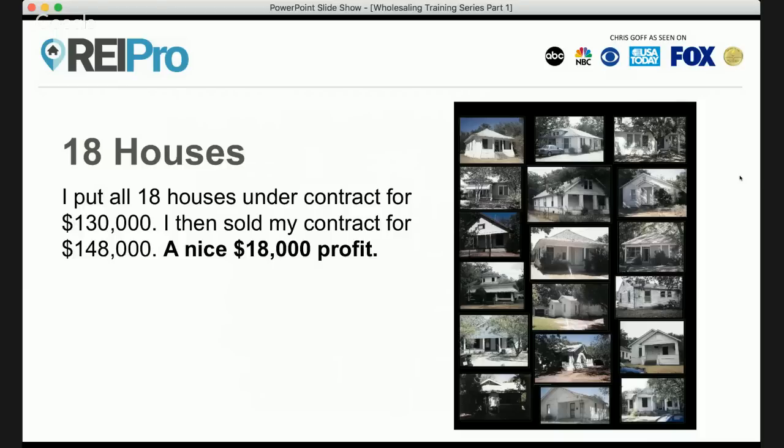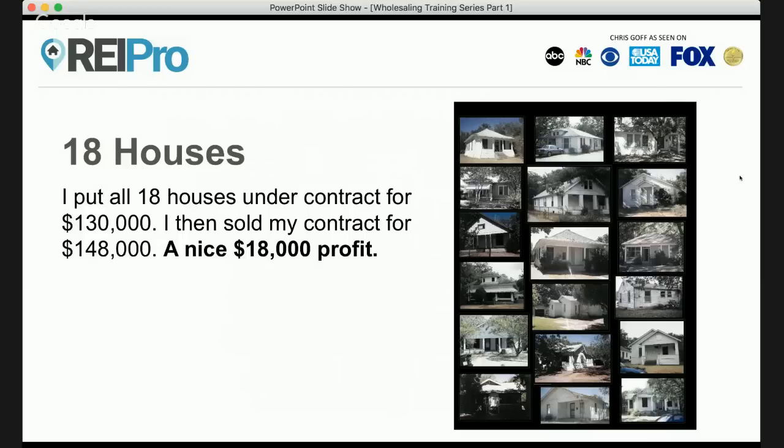And here I just put under contract to buy 18 houses for $130,000, and now I'm freaking out because I have no idea how to get rid of these things. I didn't even know who would buy it, so I called an investor, a friend of mine that bought other properties from me, and I said, hey, would you be interested in these properties? And he said, yeah, let's go look at them. So we took a trip back up to Waco and looked at all of them.